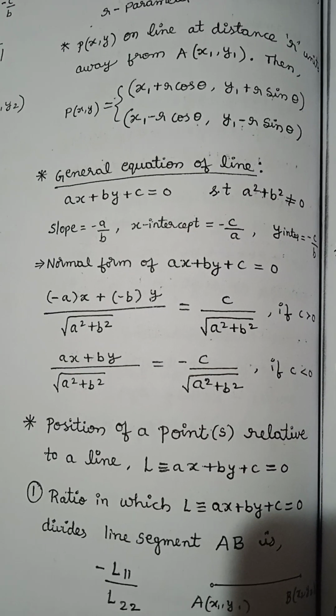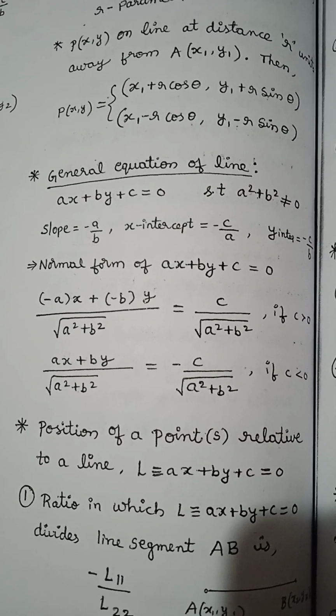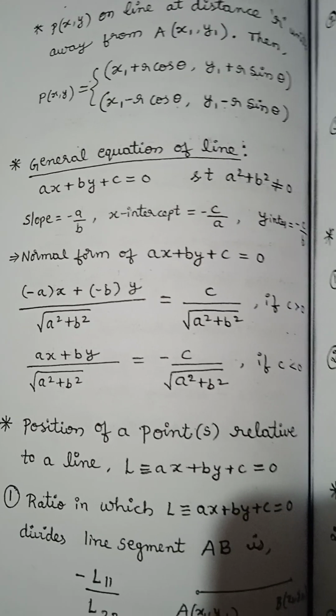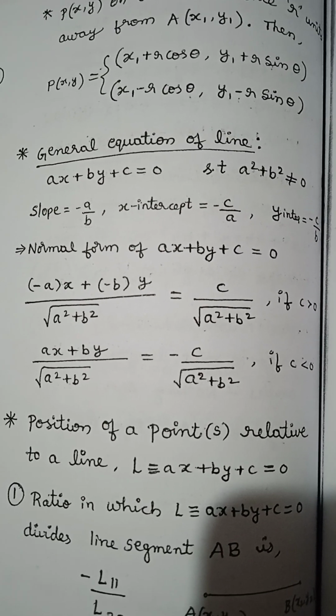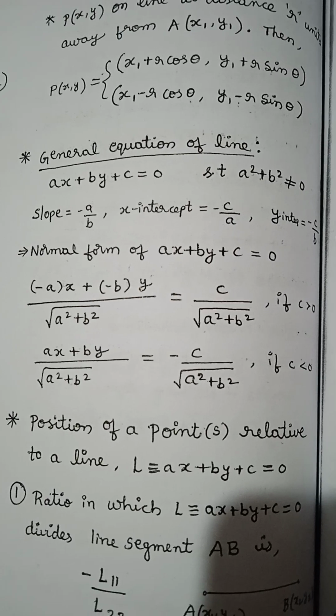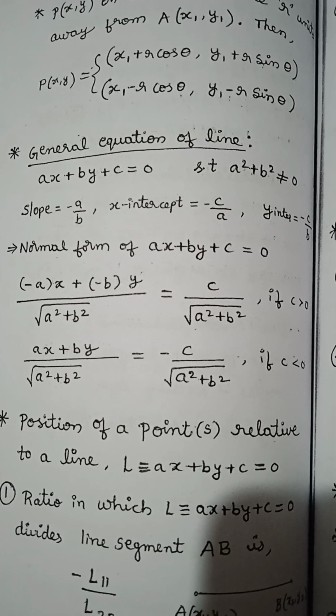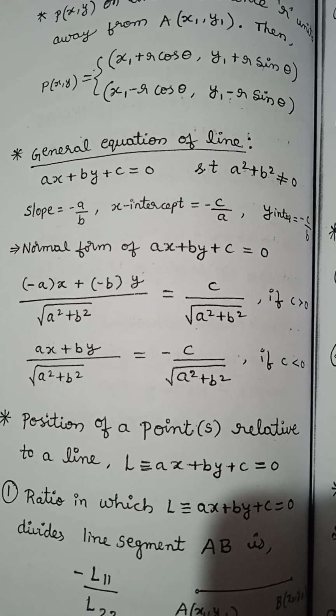Now we discuss the general equation of the line ax plus by plus c equal to 0, whose slope we already know, minus a by b, x-intercept here minus c by a, y-intercept here minus c by b.